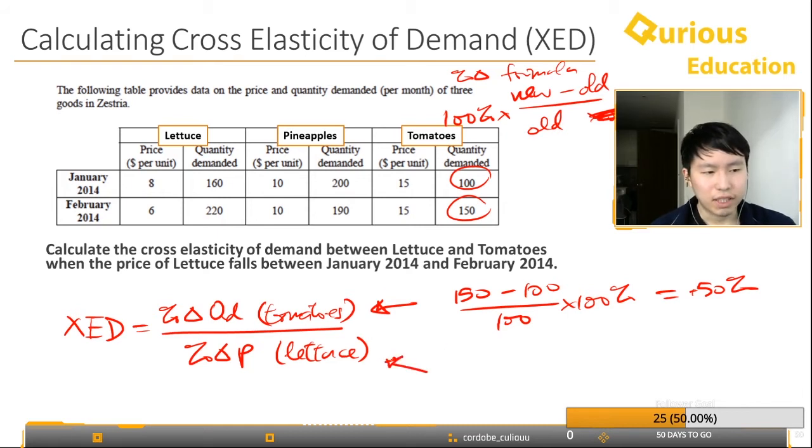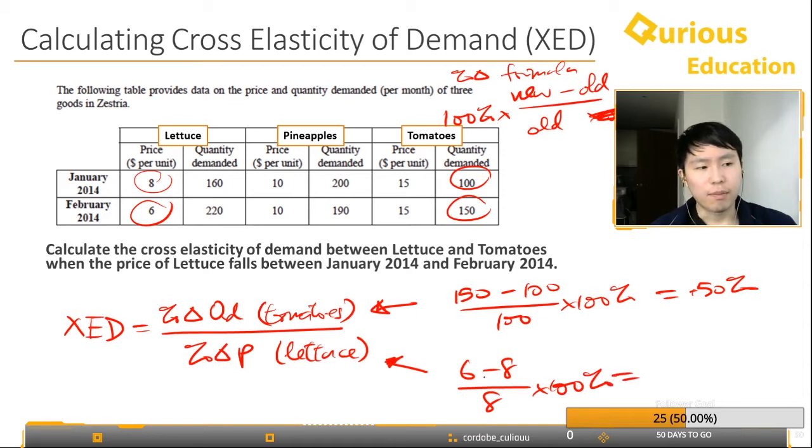So we can see it has increased by 50% in terms of the demand for tomatoes, and we can do the same for the price of lettuce. So we see the lettuce price has decreased from $8 to $6, yeah? So new value, which is $6, minus the old value of $8, divided by 8 times 100%, and then again we're going to have 1 over 4, so it'll be negative 25%. Because 6 minus 8 would give you negative 2, so that's why you're going to get negative 25%.